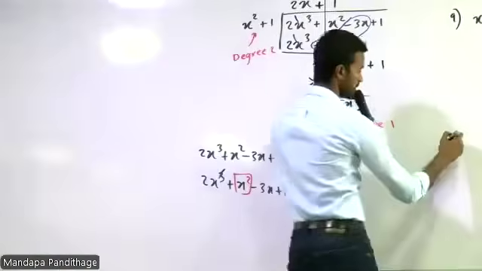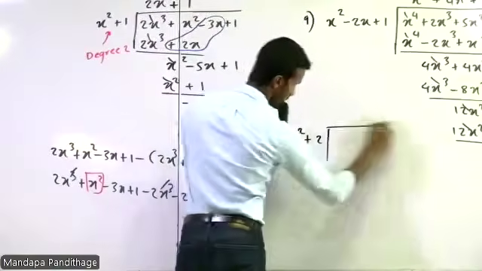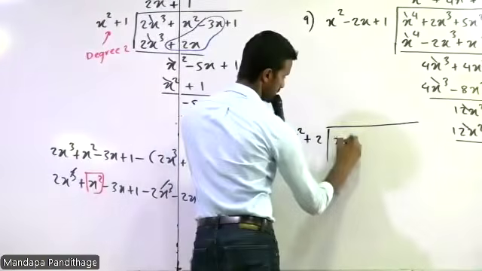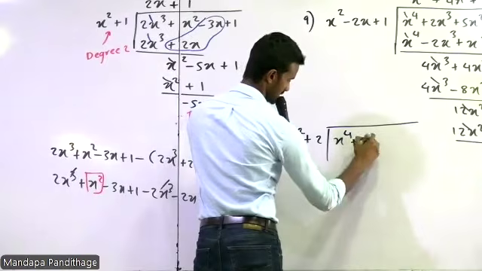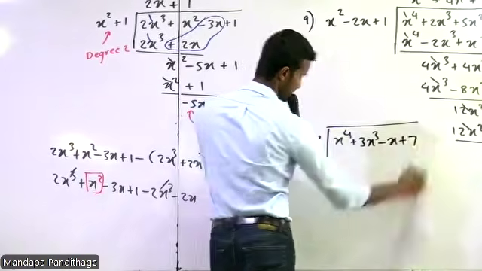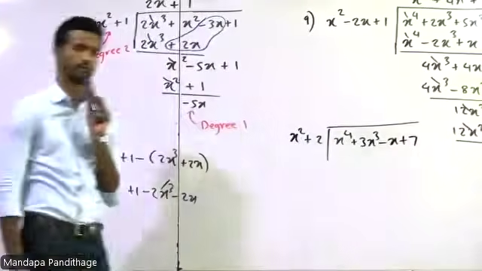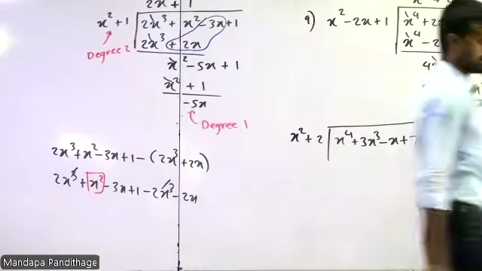Okay, do this properly. X squared plus 2 is divided by x to the power 4 plus 3x cubed minus x plus 7. Do it properly, the entire class should be able to do it.